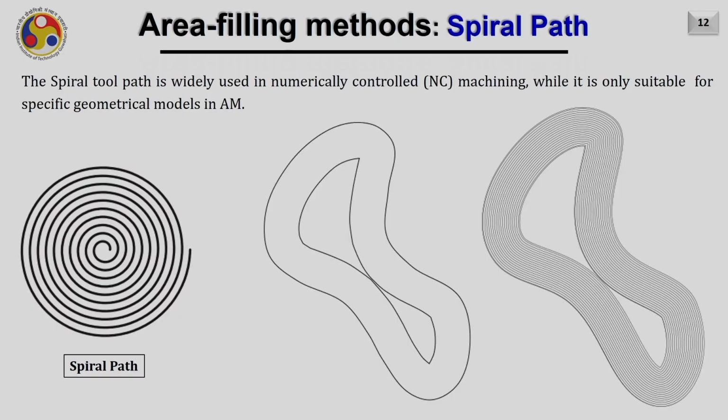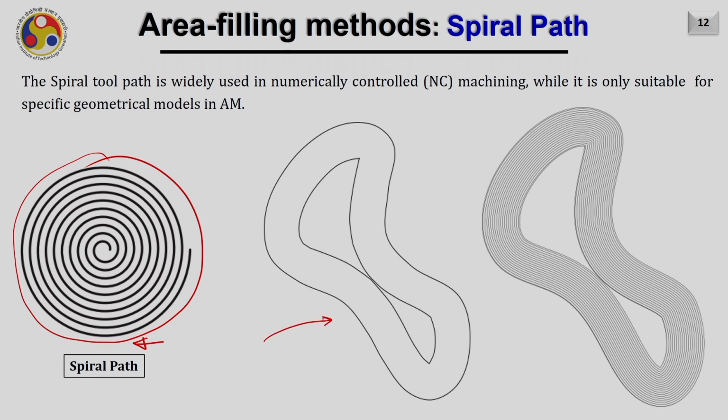Another tool path is called the spiral tool path. The spiral tool path is widely used in numerically controlled machines, while it is only suitable for specific geometry models in additive manufacturing. This is a very simple example of a spiral, for scanning a circular region. You can see it is very easy to generate such tool paths for simple geometries.